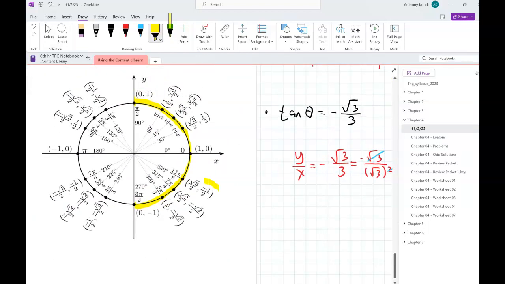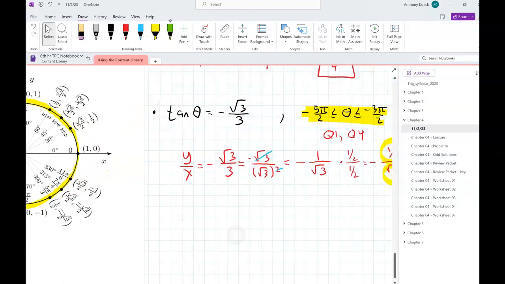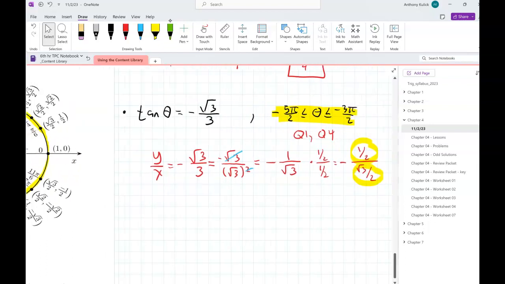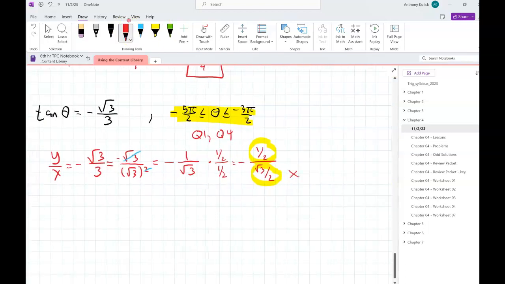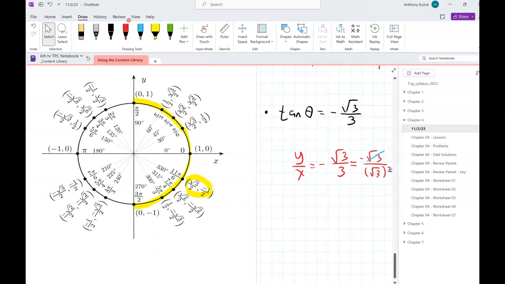So the only place where I have, Mr. Kulik, did I do something dumb here? Oh, no, because x has to be this one, right? And that's 1, okay. Yeah. So again, 5 pi over 3 is tempting, but the x and y are in the wrong spots, right? So my answer here that I'm going to use is 11 pi over 6. Everybody's good?